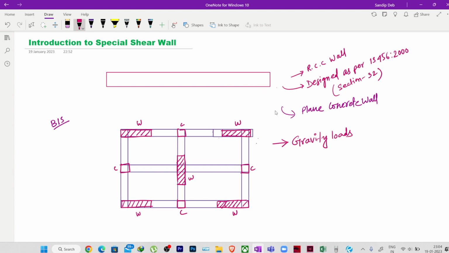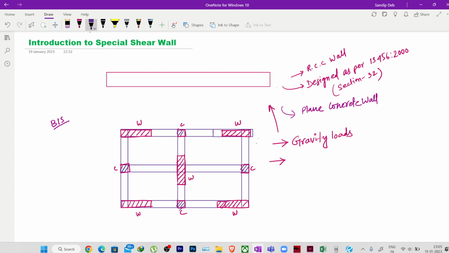Obviously whenever we are designing an RCC wall, even if it is designed as per IS 456, it will be designed for the gravity loads also, right? So the gravity loads are applicable in this case also. Now with the gravity load, if you design these walls to take the lateral forces, that means suppose we have wind or seismic load, or you can say earthquake forces.